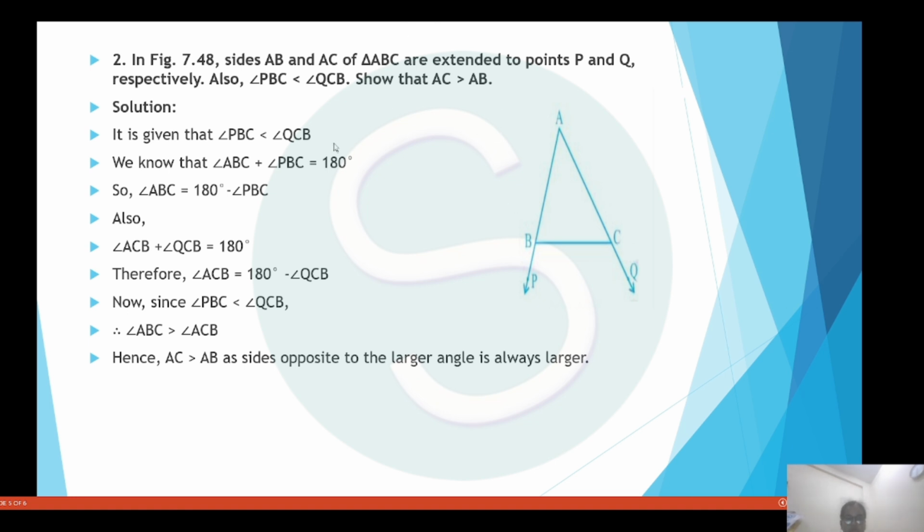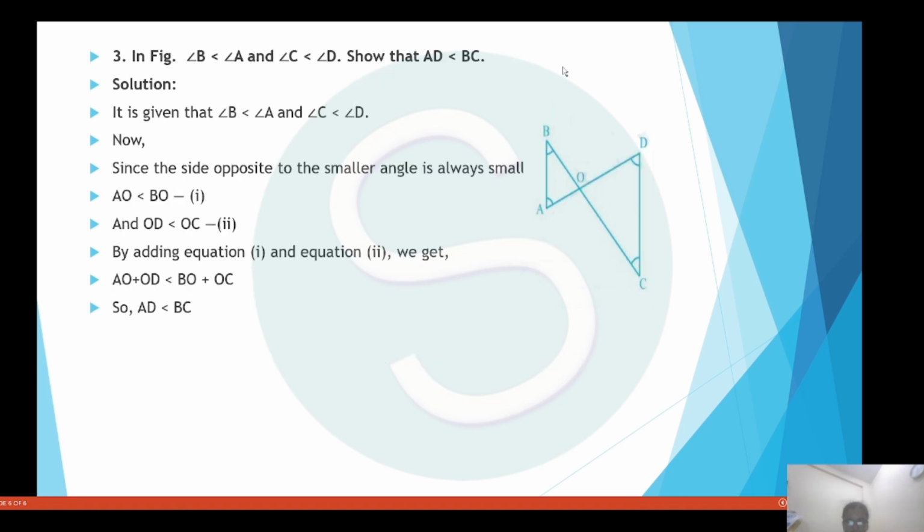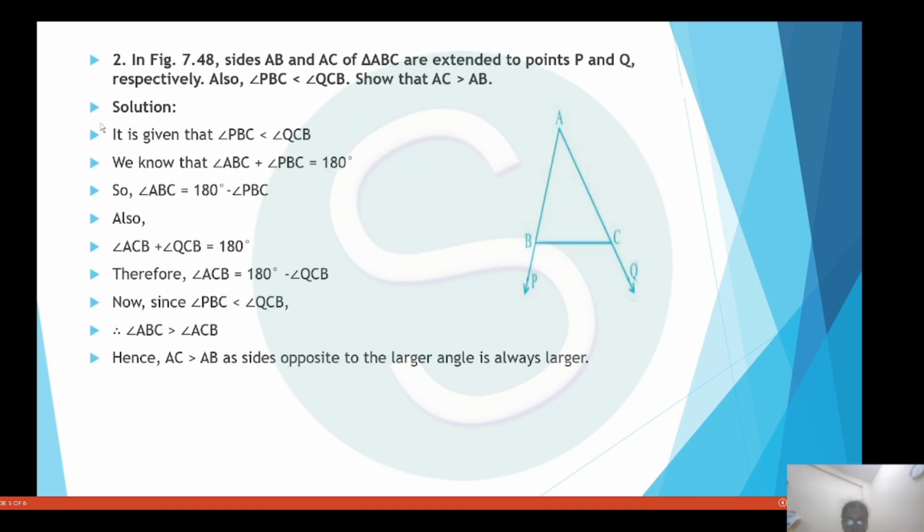Now we will move to next question. In this question, AB and AC of ABC are extended to points P and Q respectively. So AB is extended to P and AC is extended to Q. Then also it is given to us PBC angle is less than QCB. And we have to show that AC is greater than AB.